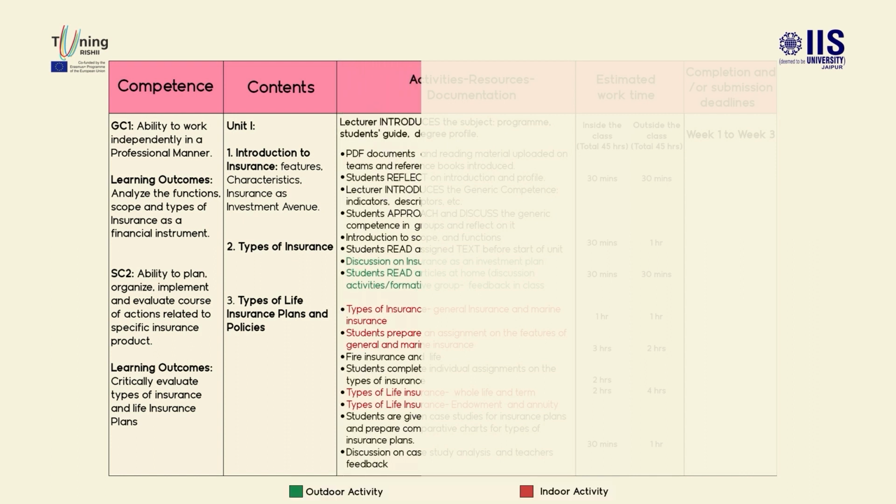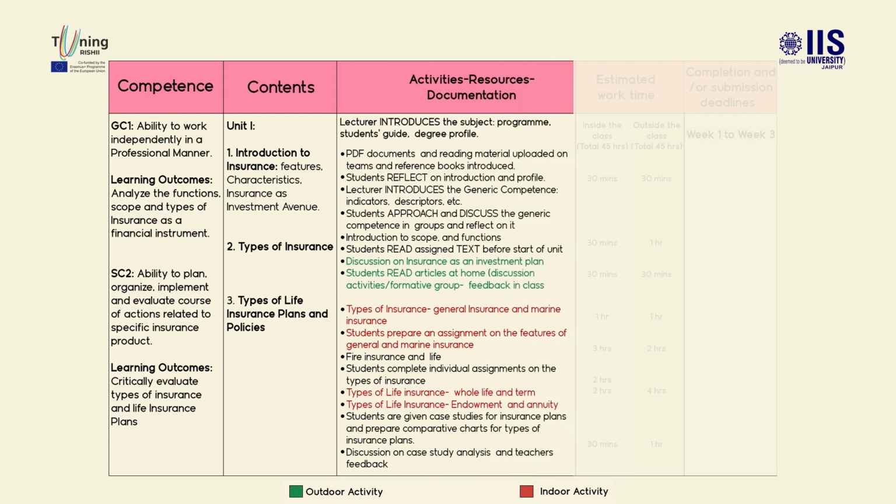The plan also declares the description of the activities to be conducted in the class as well as outside the class to cover all the contents of the units related to the competencies. This column also shows the resources which will be used by the learner and also the teacher. Activities outside the classroom may include various assignments, peer learning activities and case studies.